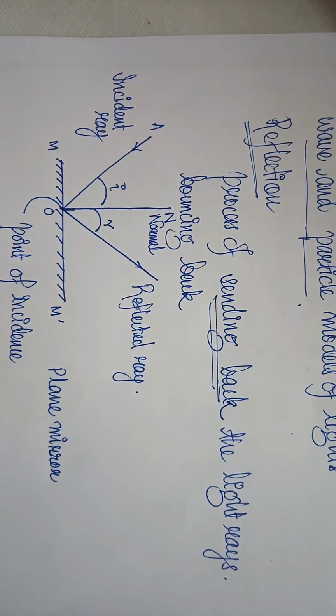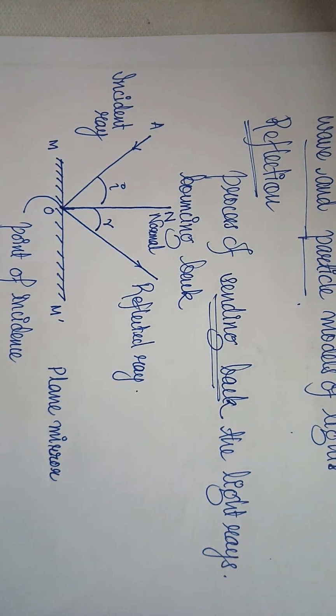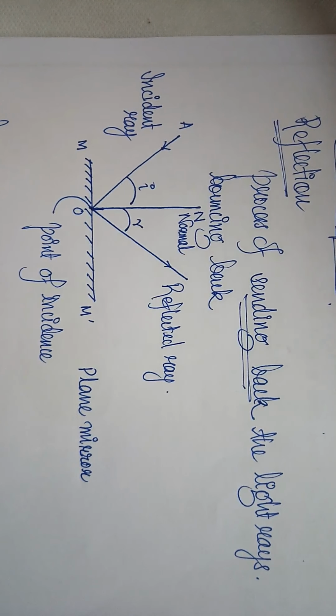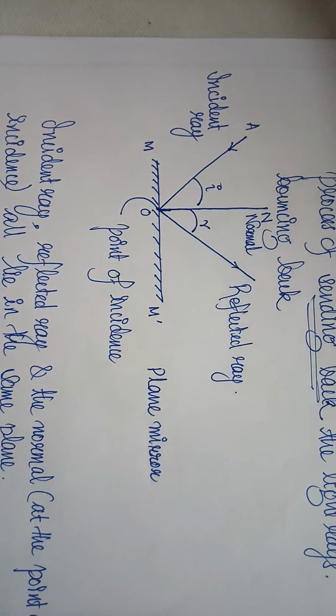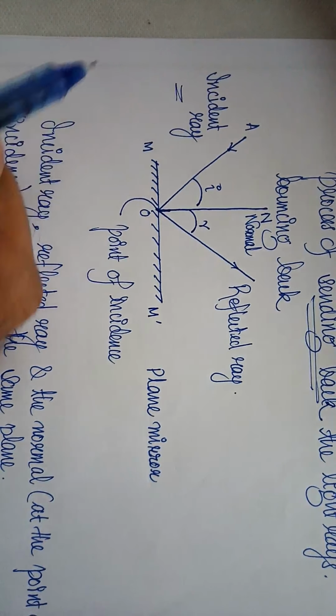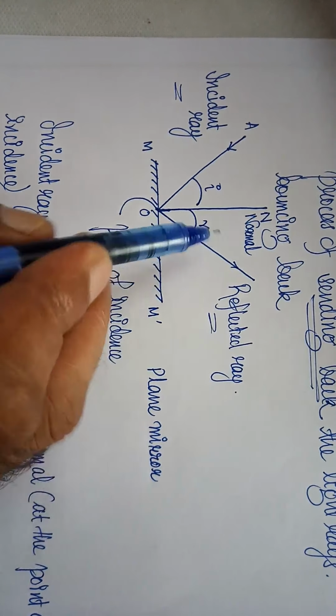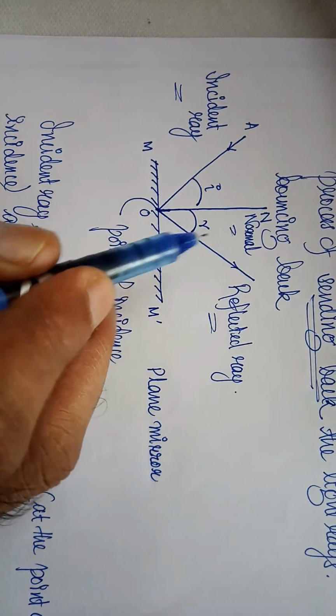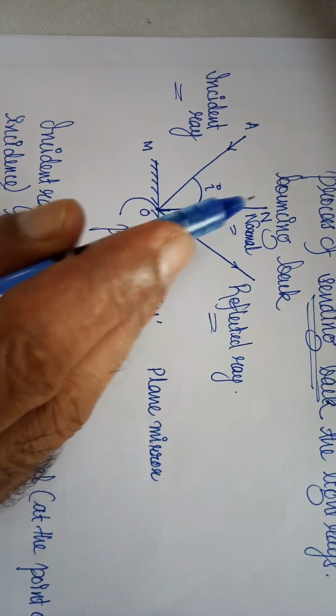When a ray of light falls on a plain mirror, a plain surface or a polished metal surface, it is reflected according to some laws. They are called the laws of reflection. Before studying the laws of reflection, we have to refer to some terms. They are incident ray, reflected ray, normal. Normal means a perpendicular to the mirror.